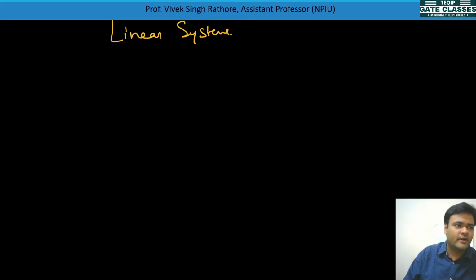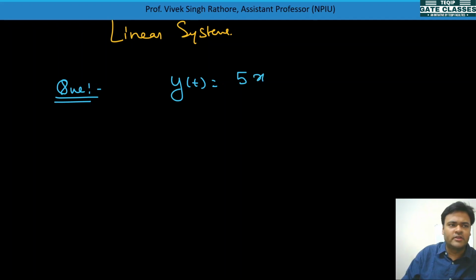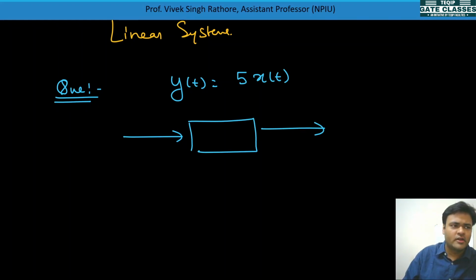So we'll take some questions. Let's suppose you have been given y(t) is equal to 5 of x(t). Now see what is happening. You first understand what the system is doing, then you can understand whether it is linear or not. Whenever we give input x(t), the system is multiplying it with 5, and output is coming as y(t) is equal to 5 into x(t).